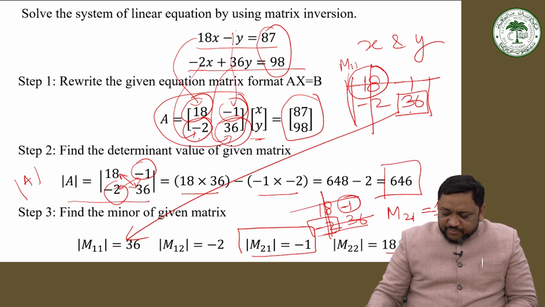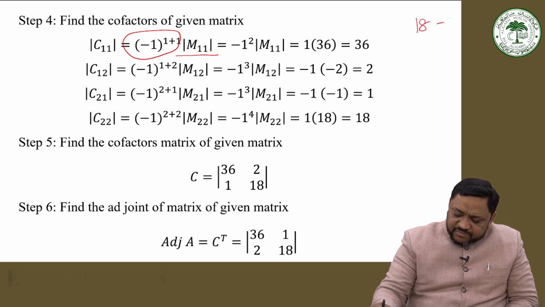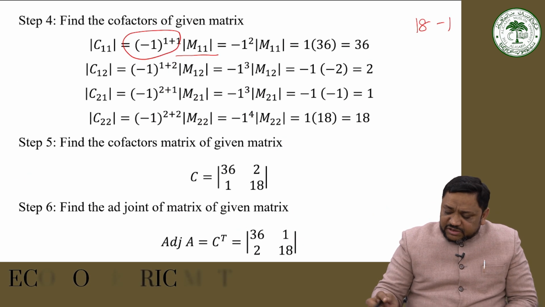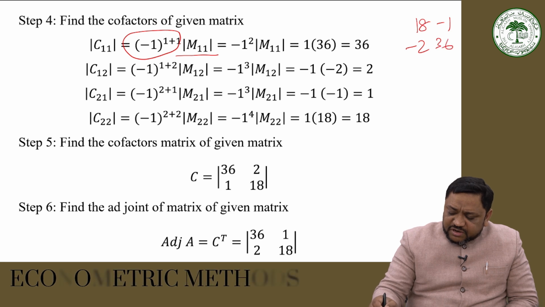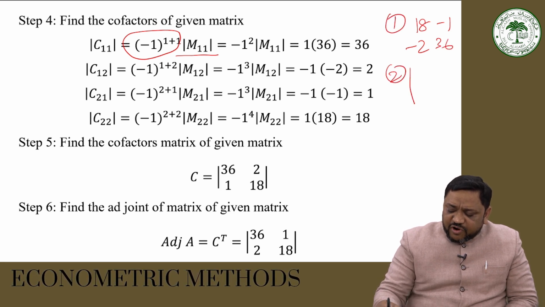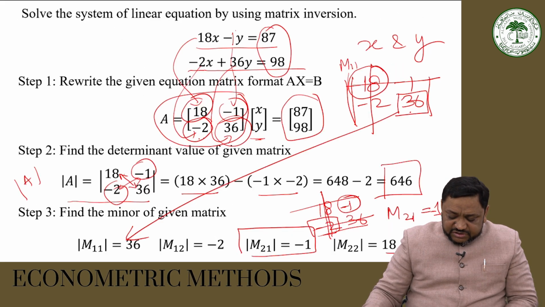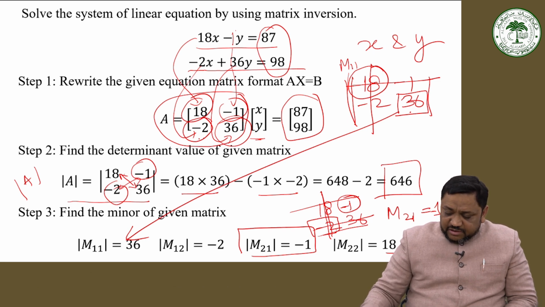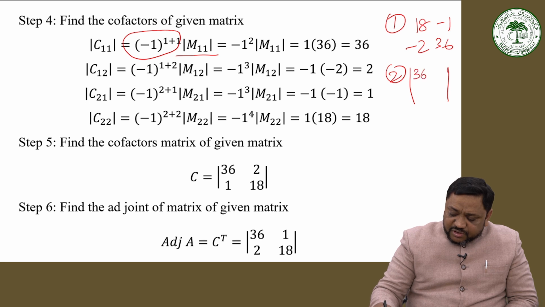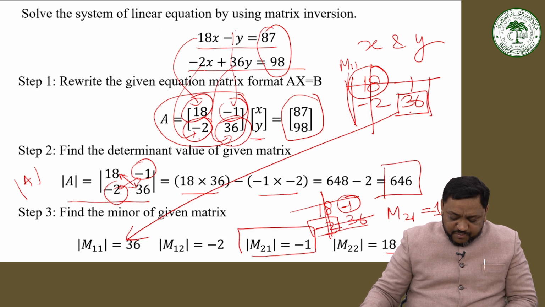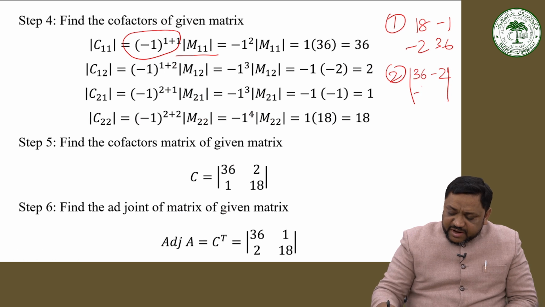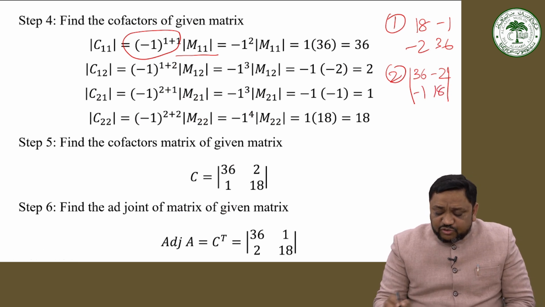Let me quickly write what we started with: 18, minus 1, minus 2, 36. This was our first step. In the second step we found the minor. I have already put the mark. So the minor was 36, minus 2, minus 1, 18. Now we are just going to multiply.